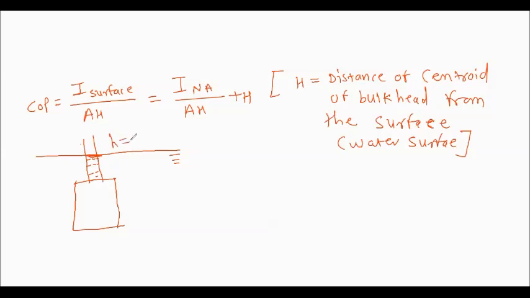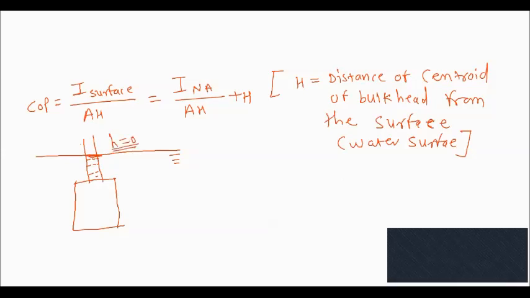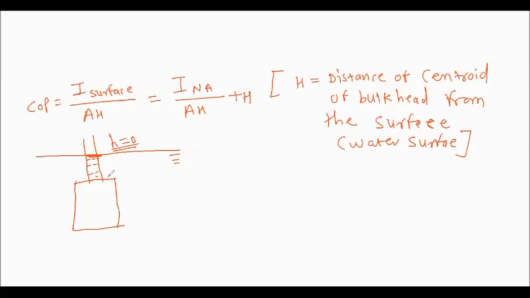H is equal to 0 is here. Now in this case, where is the centroid? The centroid of the bulkhead is not going to change. If it is a triangle, if the depth is d, the centroid will be at the half only from the top of the bulkhead.